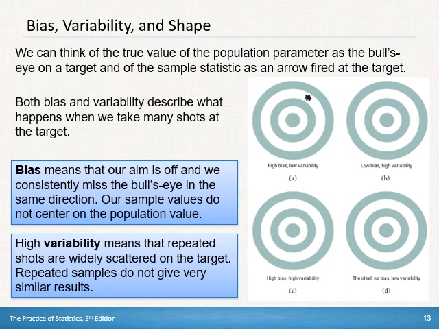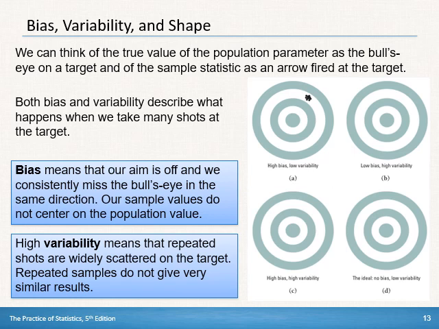So in this case, part A, it says high bias, low variability. The arrows are consistently going in the same spot, but that is just way off. So it's high bias, low variability.